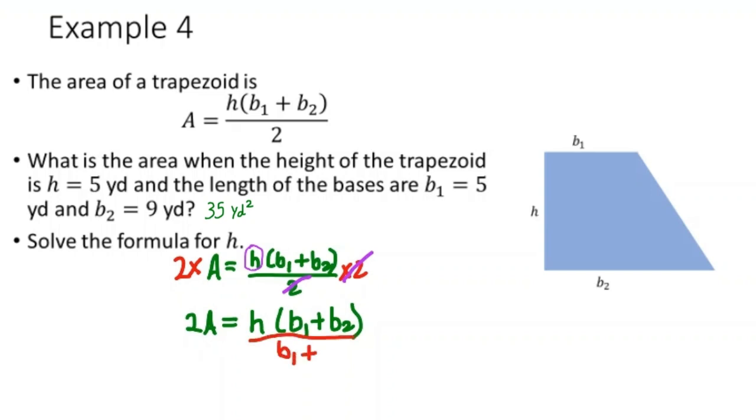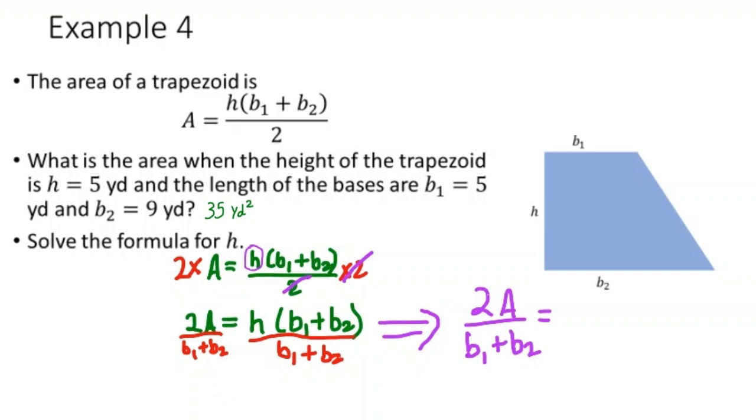Even though b1, b2 are variables, they do represent numbers, so we can divide by b1 plus b2. Remember, we do have to divide both sides by b1 plus b2. For our left-hand side, there's nothing to simplify. We'll just keep it as 2a over b1 plus b2. On our right-hand side, the b1 plus b2s are going to cancel, leaving us with h.